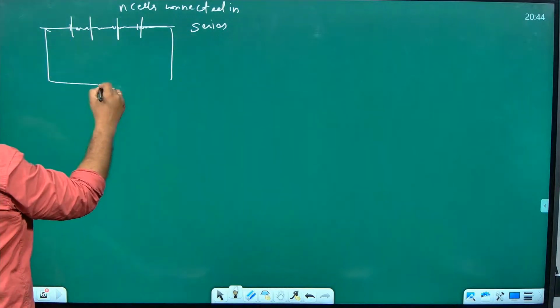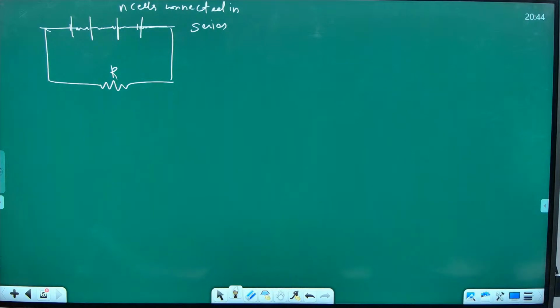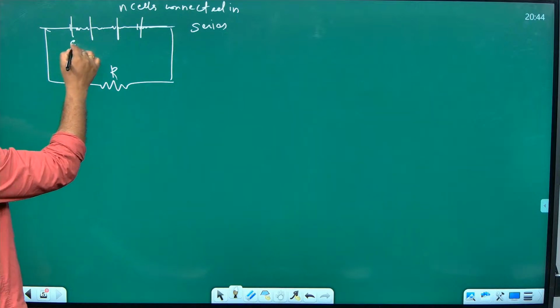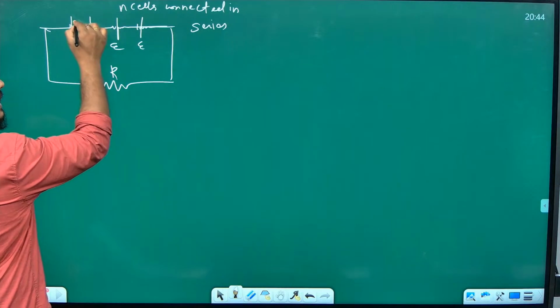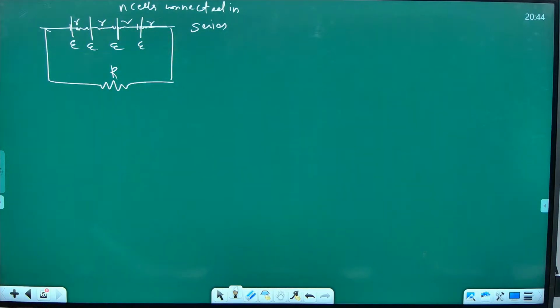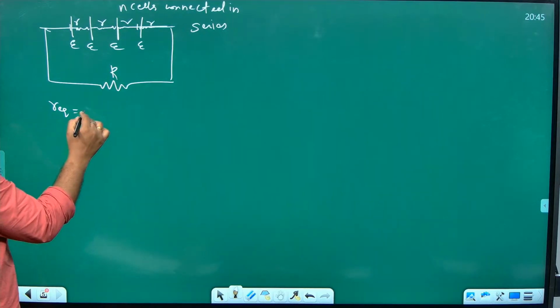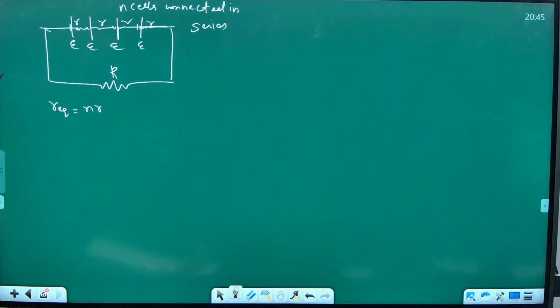And they are connected to an external resistance R. I am repeating, everybody pay attention. I am having n identical cells. Identical cells means everything is having E, and everything is having small r. And they are connected in series. Now, if I ask you, what is the R equivalent? What will be your answer? nr. R plus R plus R, n times, nr.